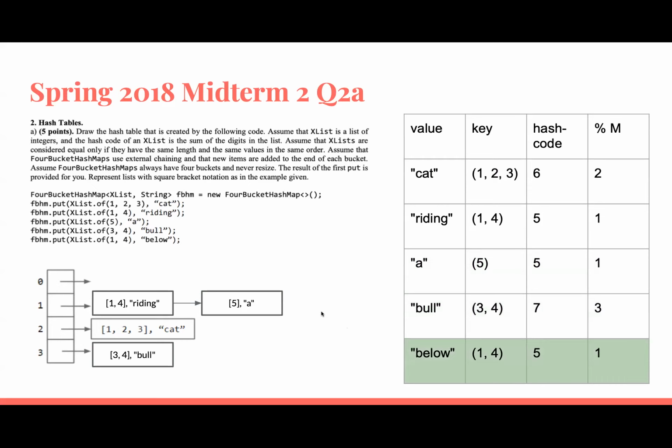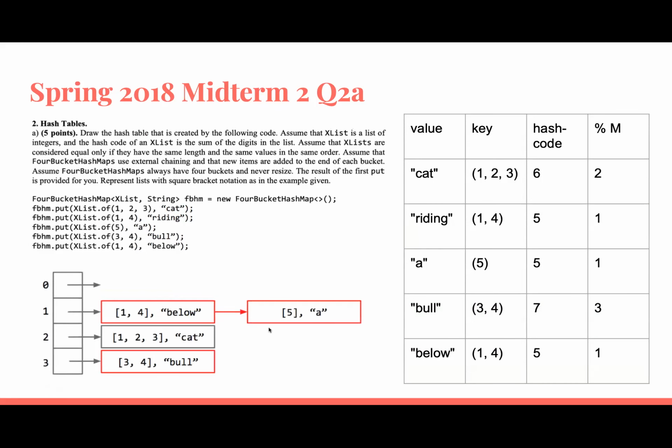And we have the last value that we want to try to add, which is below, and it has the key 1, 4. But here we notice that below has the same key as writing. And as we said, a hash table has unique keys, so it cannot have duplicate keys. So instead of inserting below as a new element, we replace the value with the key 1, 4 with the new value below. So instead of writing here, we update it with below. And that's how we get our final answer.